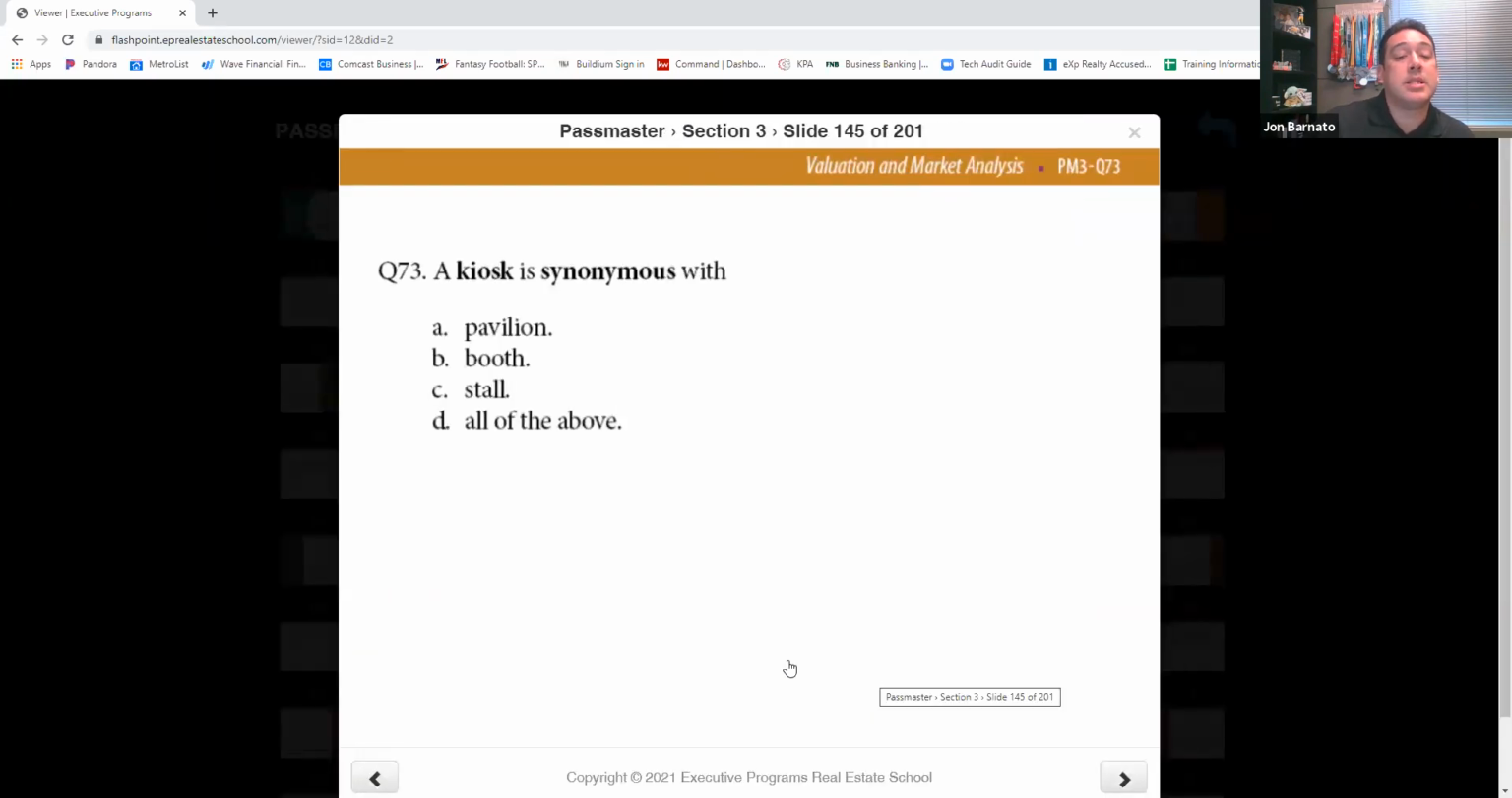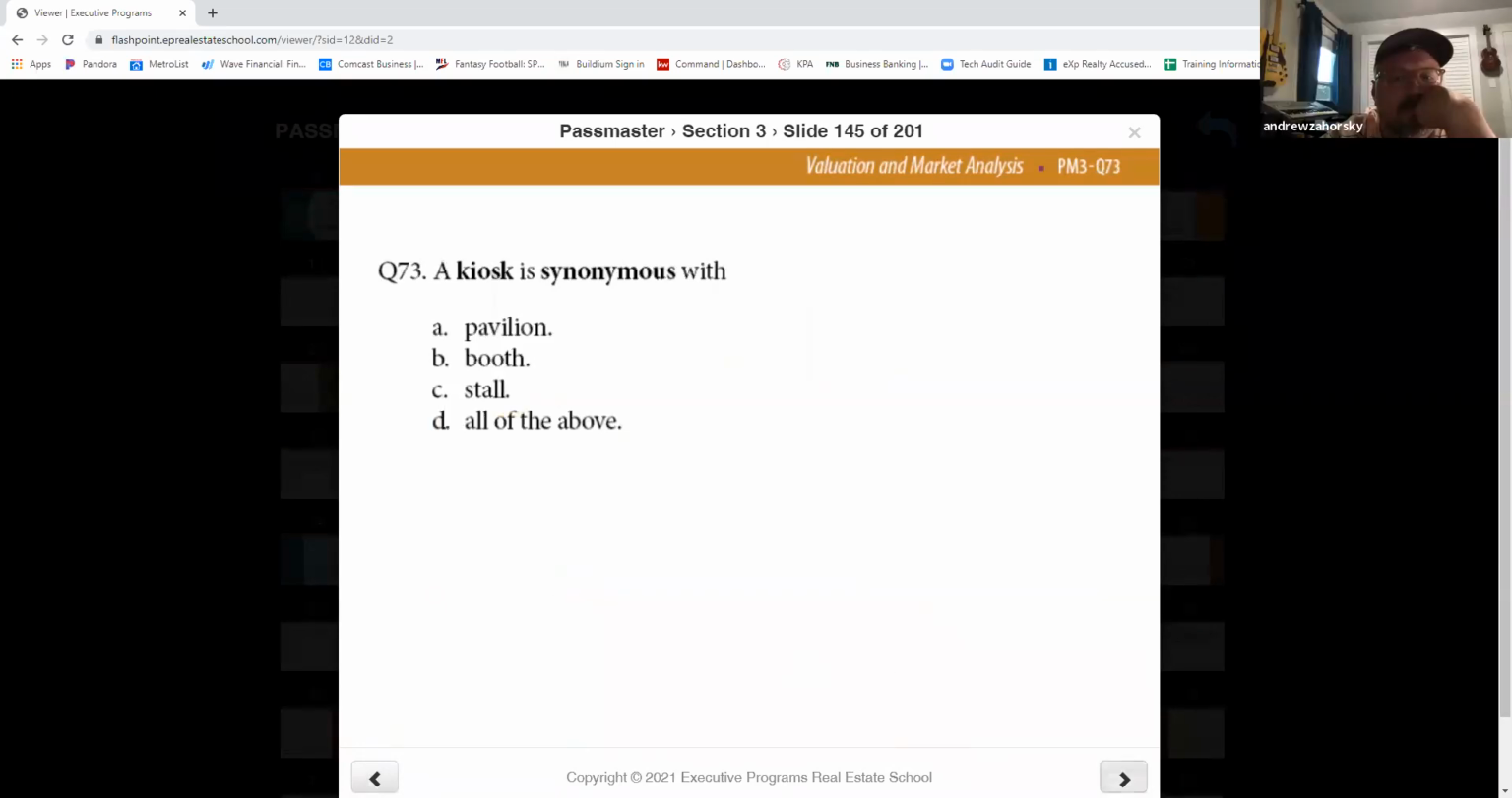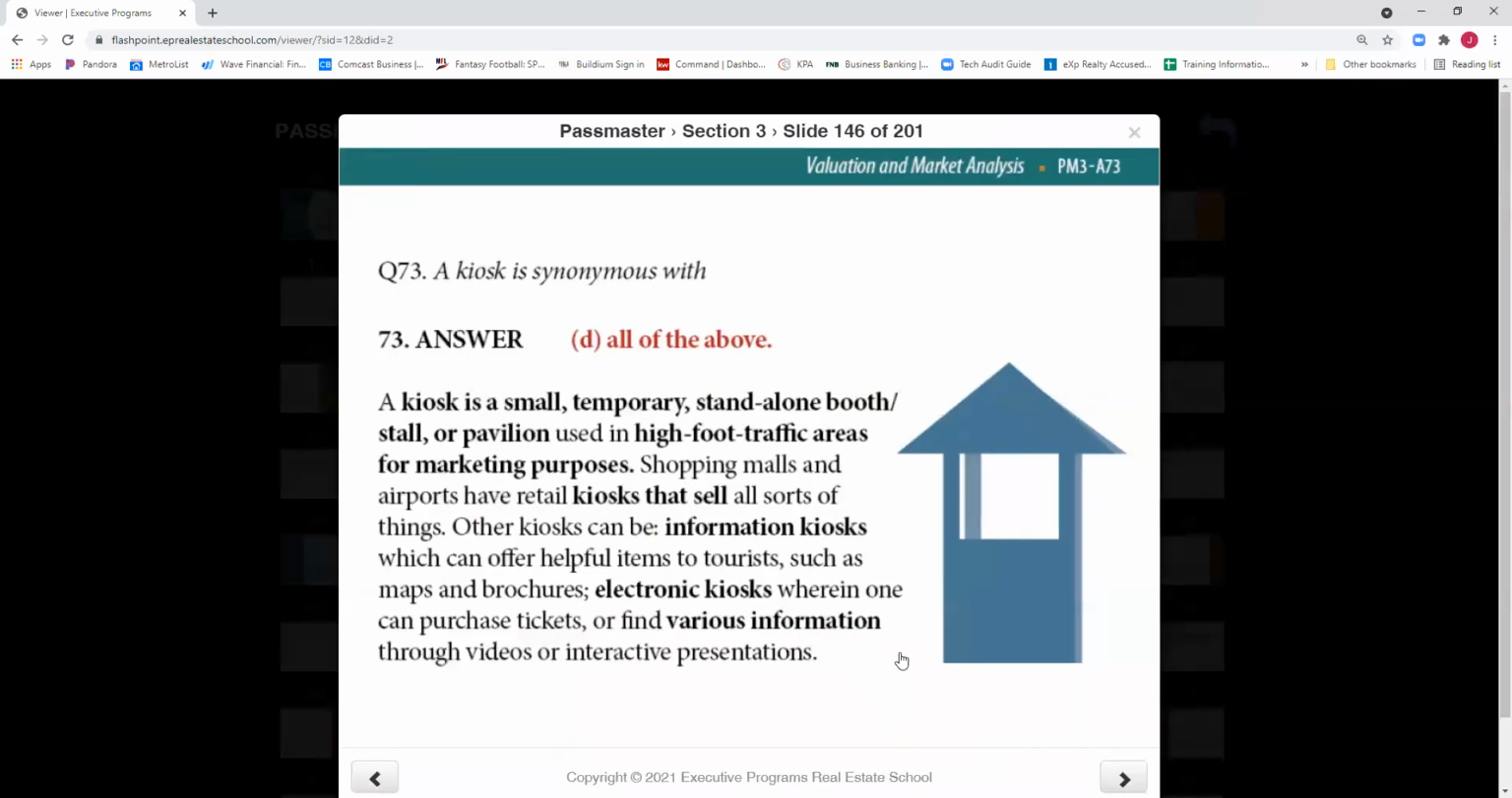A kiosk is synonymous with what? I would say all of the above. E. Yeah, all of the above.